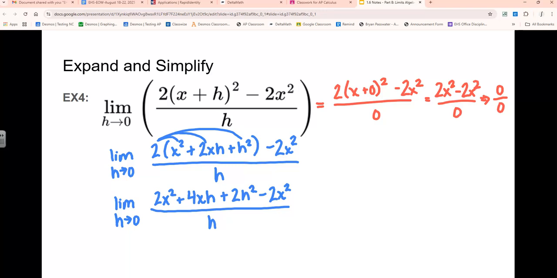And what can happen now? Right? My 2x squared and my minus 2x squared are going to cancel each other out because one's positive, one's negative. That is going to leave me with the limit as h approaches 0. Now, what do you notice about what's left in the top? What do both of these terms have? An h. For these types of problems, that should happen pretty much every time. So what could I do with that h? Factor that on out. I'm going to do that in this step as well so I can save myself a step.